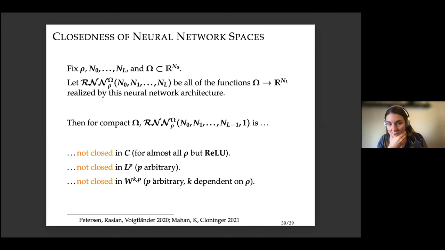So what we're going to do is we're going to fix an architecture. By that, I mean we're going to fix our activation function, and we're going to fix our number of layers, and we're going to fix the number of neurons in each layer. So we're going to fix what dimension of Euclidean space we're mapping to between each layer.